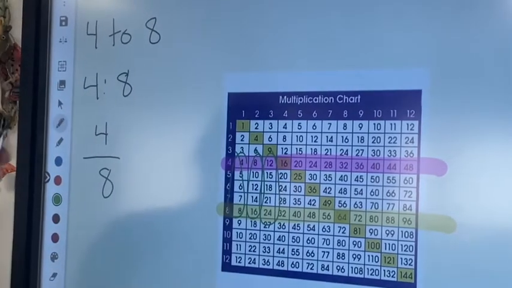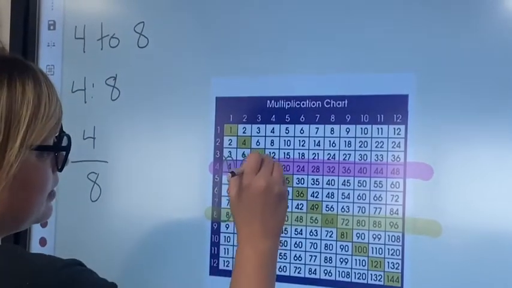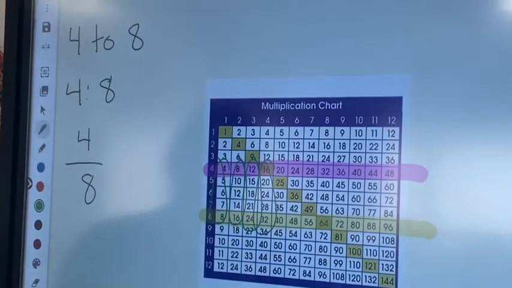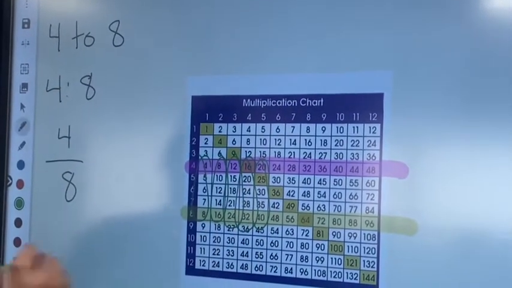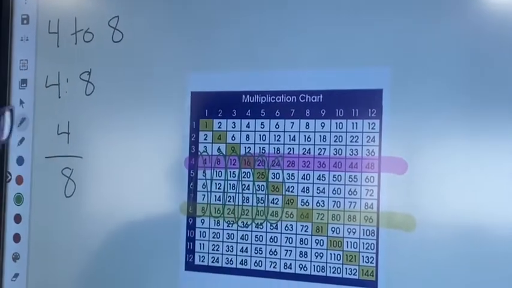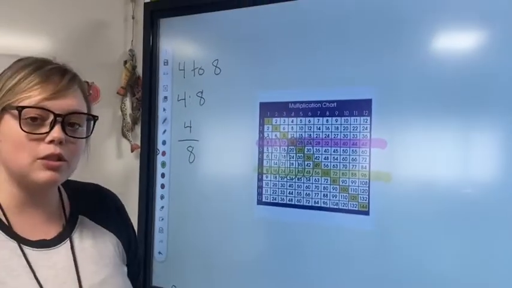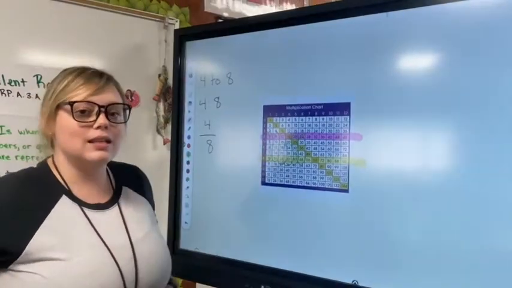12 to 24 is equal to 4 to 8. 16 to 32 is equal to 4 to 8. 20 and 40 is equal to 4 to 8, and so forth. So it just means that it's the equal. Those are equivalent fractions, meaning the ratio difference is the same.